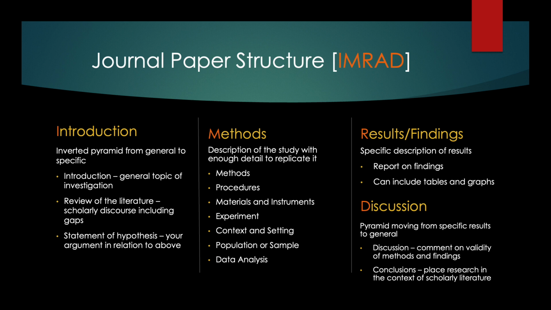topics. The next section is the results or findings section, which is a specific description of the results and can include tables and graphs. Finally, the discussion section, which is conceptually a pyramid moving from specific results to general. So starting with specifically a discussion of the validity of the methods and findings, and this can be followed by a conclusion which places the research in the context of scholarly literature.